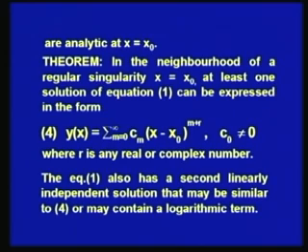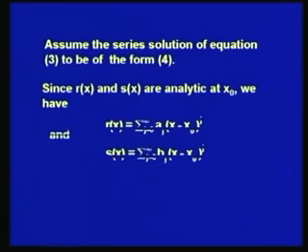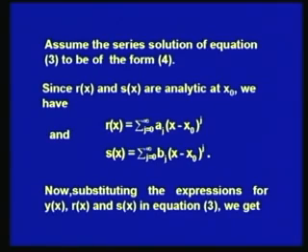The power r of x minus x naught here distinguishes it from the power series solution, because here r need not be a non-negative integer. If it is a non-negative integer, then the series 4 will reduce to a power series, and therefore we can say that this Frobenius method is an extension of the power series method. So let us assume the series solution of equation 3 to be of the form 4.